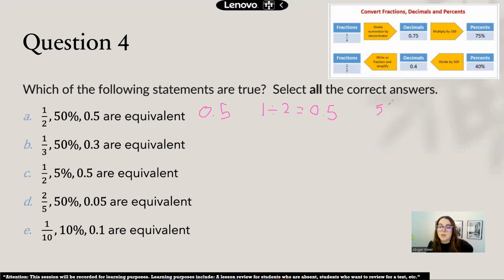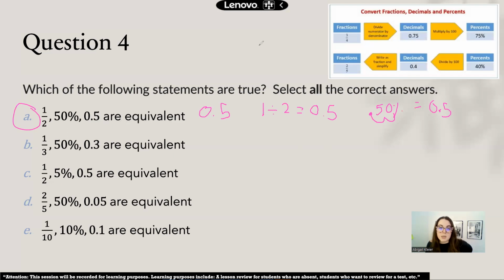So far so good. Last one I have to check, does 50% equal 0.5? Move that decimal point 2 spaces. Yes. 50% equals 0.5. So yes, A, all 3 of those are equivalent.